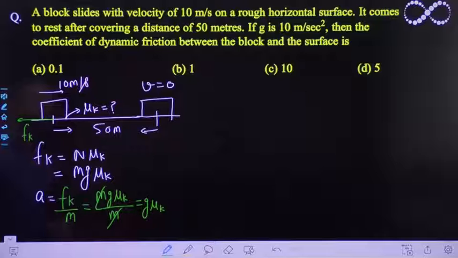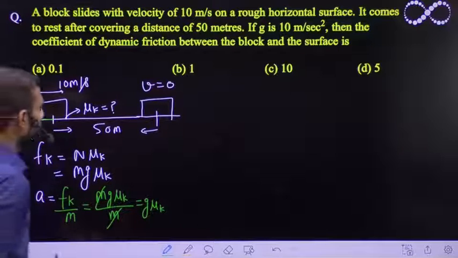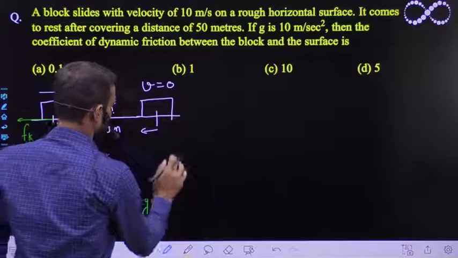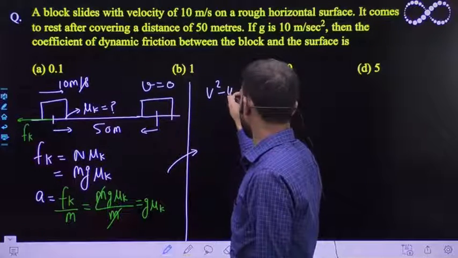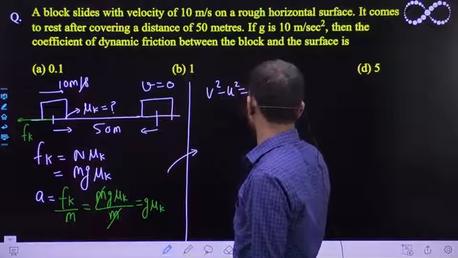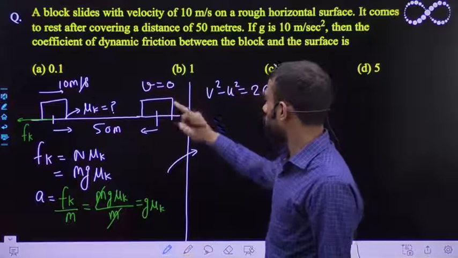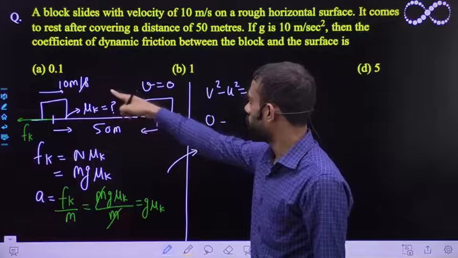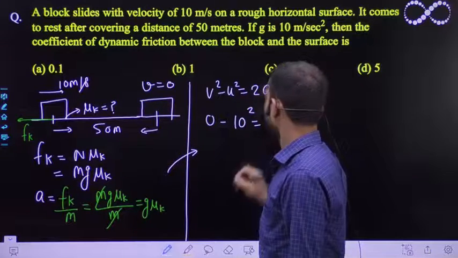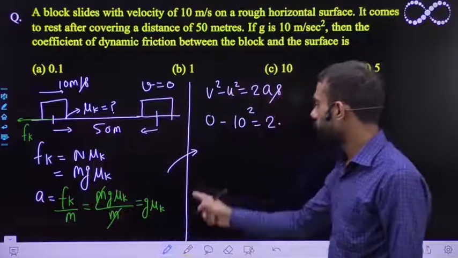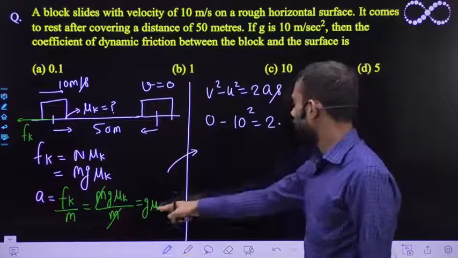Now I need to make one equation in this question. I can use the equations of motion here because acceleration is constant. So I will use the equation v square minus u square is equal to 2as. The final velocity is 0, so v square becomes 0, minus u square, that is 10 square, is equal to 2a. Acceleration is in the backward direction, so that will be negative, minus g mu k.